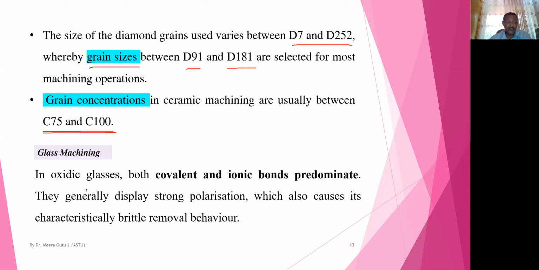Glass machining: in oxide glasses, both covalent and ionic bonds predominate. So glasses have both covalent and ionic bonds. They generally display strong polarization, which also causes their characteristically brittle removal behavior. When machining glass it can easily fracture, which causes difficulty in machining.